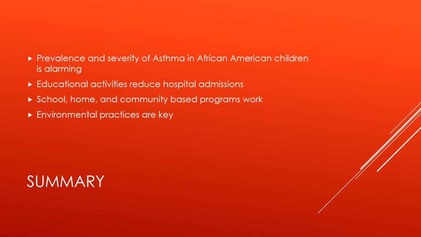So I want to thank you for joining me. In summary, the prevalence and severity of asthma in African American children is alarming. The stats speak for themselves. And really some kind of intervention has got to be done, which I explained throughout this presentation. I think the most important thing you could do is educate. I think you need to educate the parent, you need to educate the physician, you need to educate the child. They got to understand the severity of their asthma. They have to understand the concept of having well-controlled asthma.